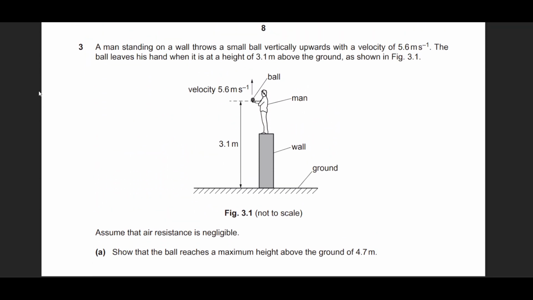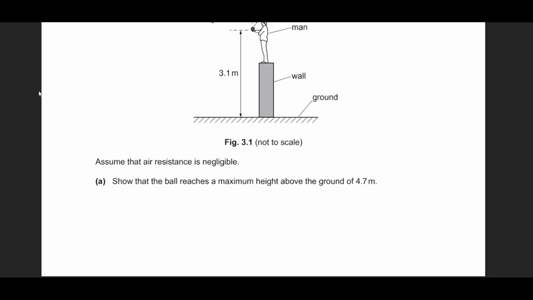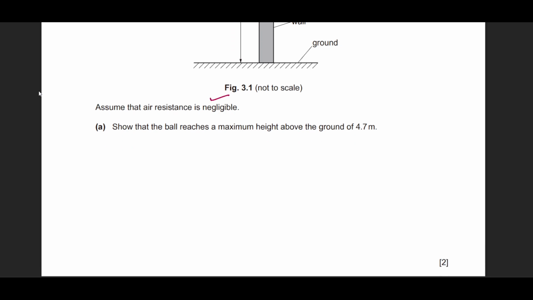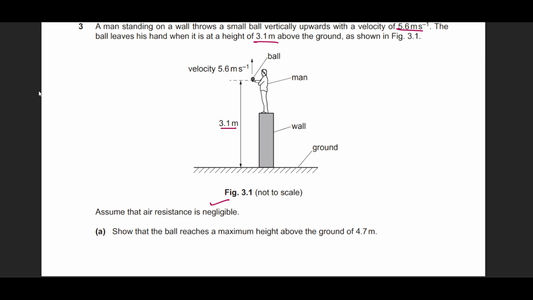Okay, question number 3 seems to be a question from kinematics, but anyways, let's start. Someone is standing 3 meters above the point of release. The initial velocity is 5.6, 3.1 above the ground. Okay, assume that air resistance is negligible. Show that the ball has a maximum height of 4.7. You see, he's already at 3.1. How high can it go?